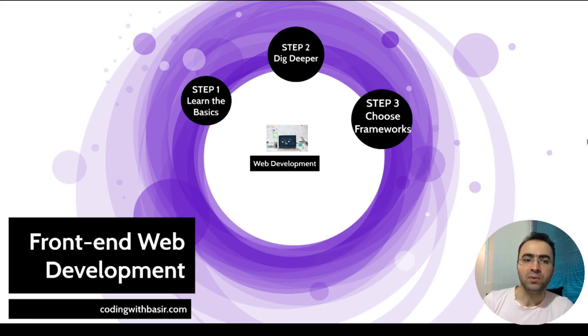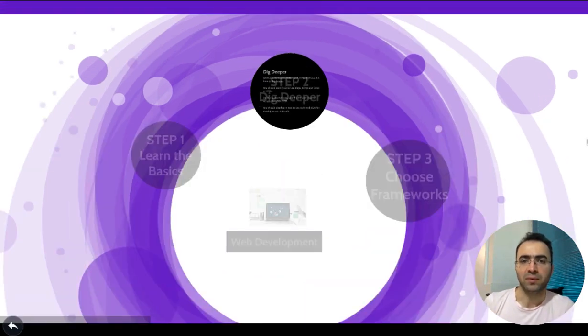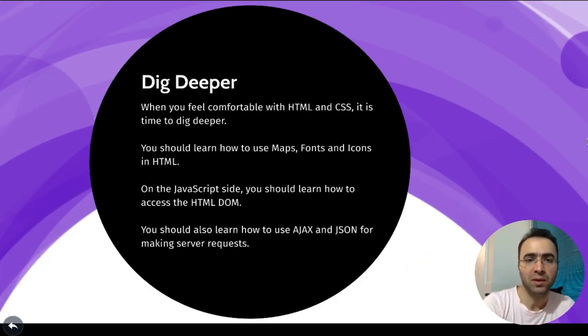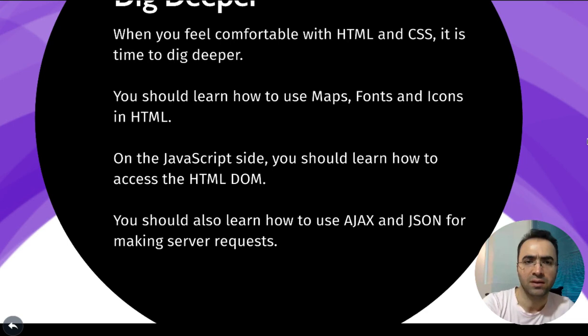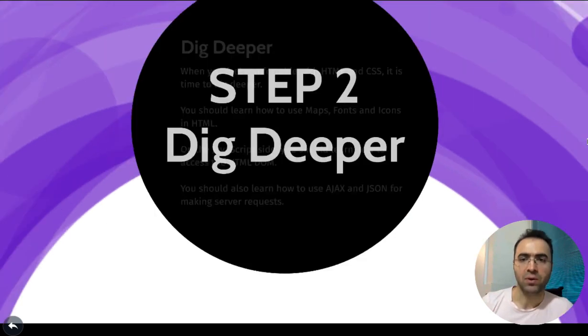Let's go for step 2 in the front-end development roadmap. You have to dig deeper. When you feel comfortable with HTML and CSS, it's time to dig deeper. You should learn how to use maps, fonts, and icons in HTML. On the JavaScript side, you should learn how to access the HTML document object model, or DOM. You should also learn how to use Ajax and JSON for making server requests.